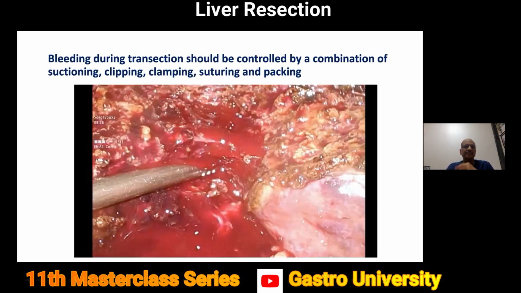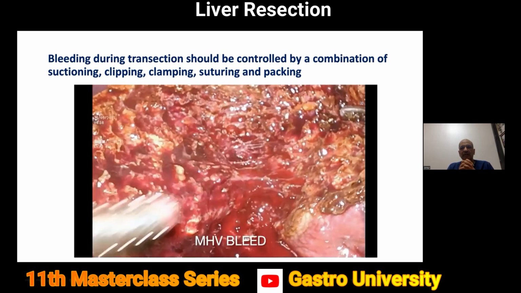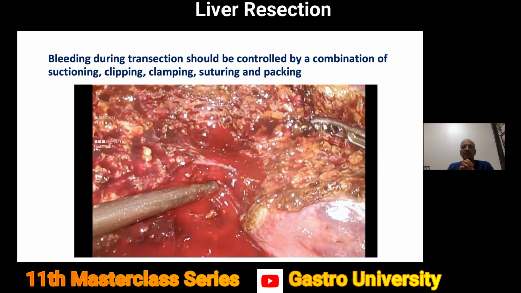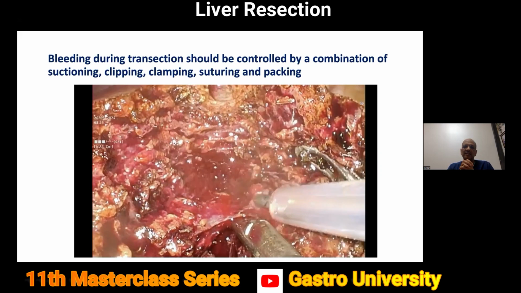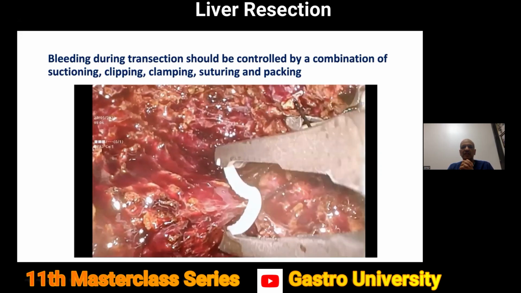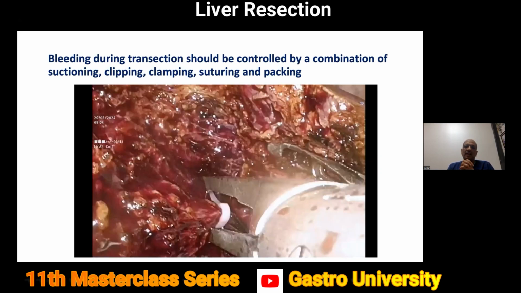precision of transection. Now, this is another video where I had bleeding from the middle hepatic vein during the transection procedure, and this is how I controlled it. So suctioning is very important. As I heard in one of the lectures by one of the stalwarts of minimally invasive liver surgery, bleeding is the nemesis of laparoscopic liver surgery or robotic liver surgery. So have a good suction, see the bleeding point, loop it, and then apply a clip.